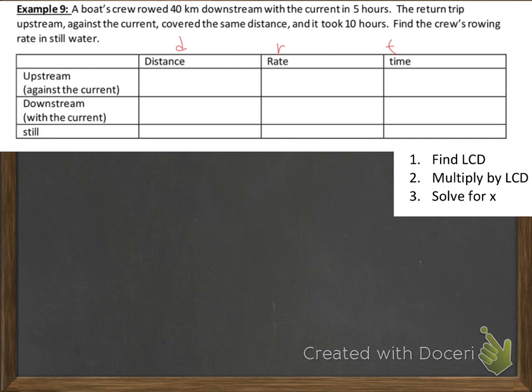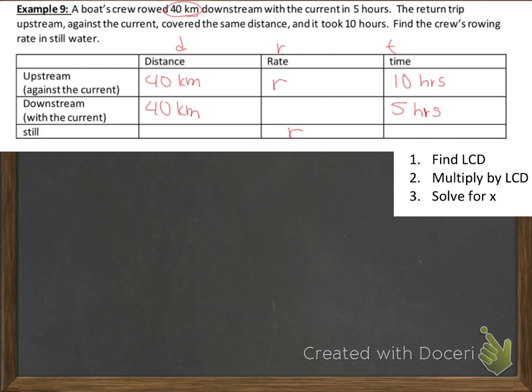So let's start filling out some information. It says a boat's crew rowed 40 kilometers. Is 40 kilometers a rate, a distance, or a time? Well, this is a distance. So distance downstream is 40 kilometers, with the current in 5 hours. So we'll put 5 hours right here. The return trip upstream against the current covered the same distance, and it took 10 hours. Same distance, that means 40 kilometers. Then it says find the crew's rowing rate in still water. So the crew's rowing rate in still water is going to be R. We don't know what it is, we'll just call it R.